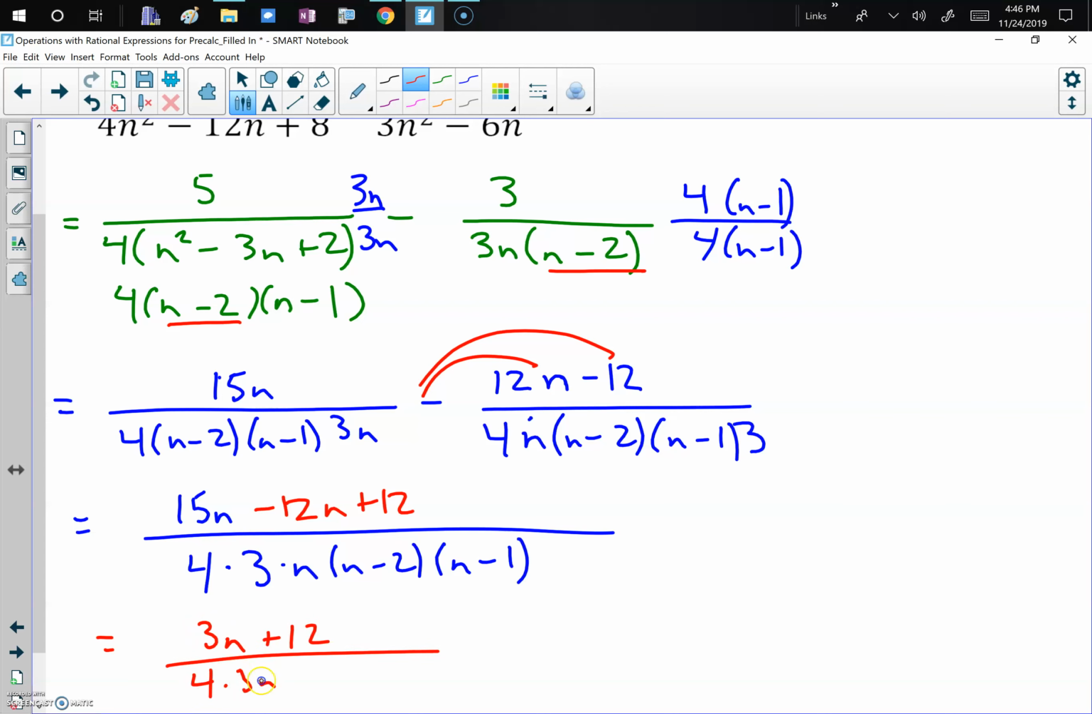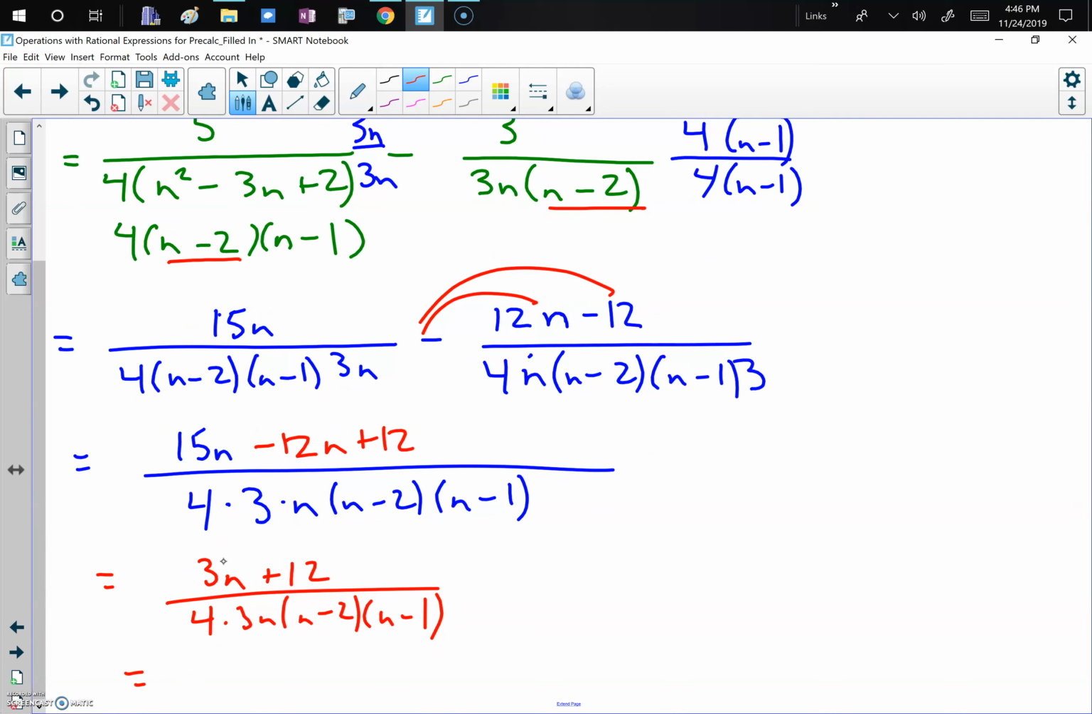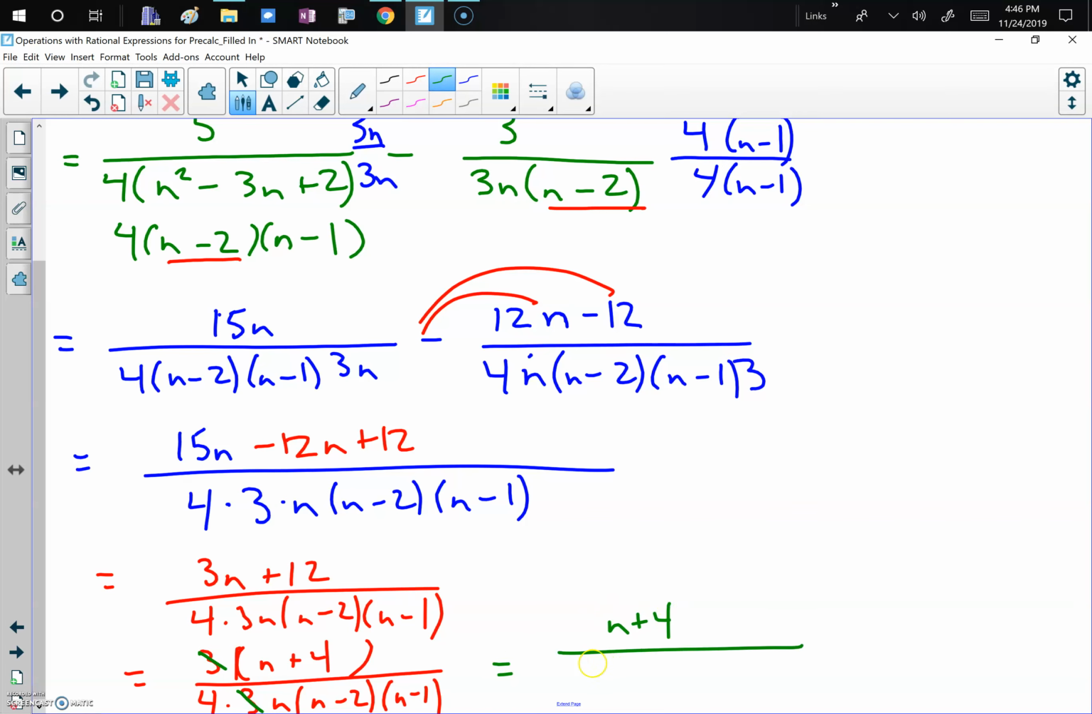And then I would want to see if I have any common factors with my denominator. That way I could simplify my results. And here we actually do have the common factor of 3 that we could pull out, leaving n plus 4 in my numerator. And then here I'll show that 3 canceling with our 3 in the denominator. So that value of 3 can cancel. And so my final answer would be n plus 4 in my numerator and 4n times n minus 2 times n minus 1 in my denominator.